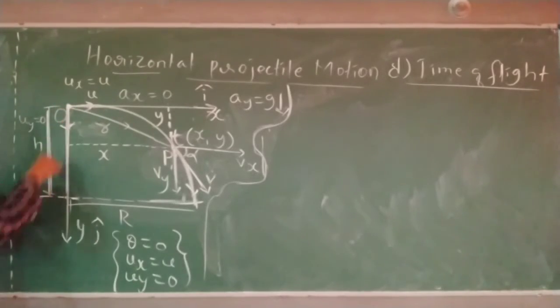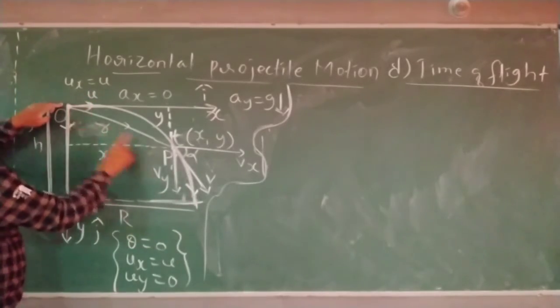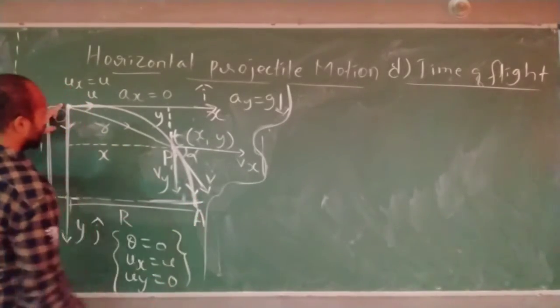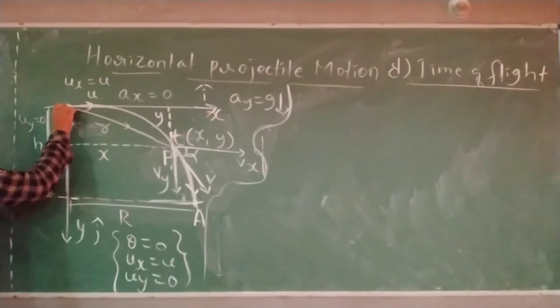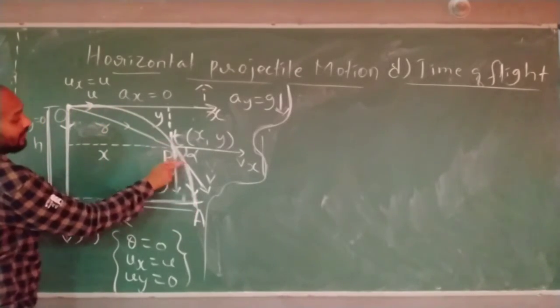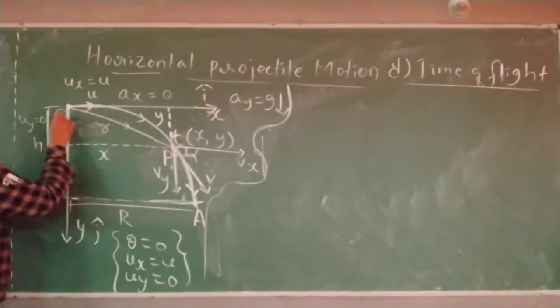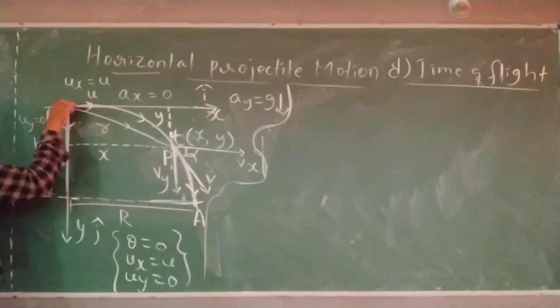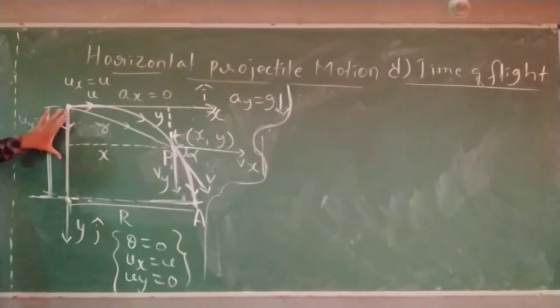Focus only on the y-axis. The time taken by the particle to complete its journey means, if I take this point as A, the particle will travel from point O to A. The time taken along this path will be equal to the time taken by the particle to reach the ground along the y-axis. If I find the time t for this, that will be the total time of flight.